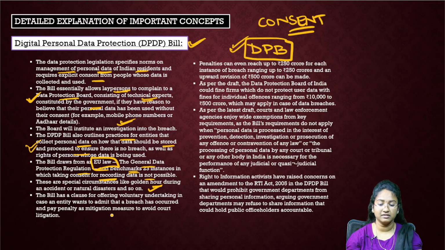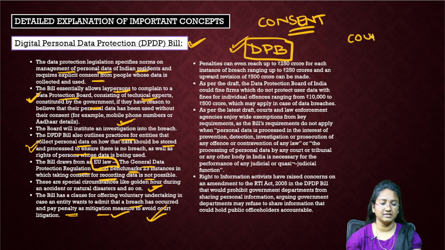So the bill also has a clause for offering a voluntary undertaking, in case an entity wants to admit that a breach has occurred and pay a penalty as a mitigation measure to avoid court litigation, right? So if a person's personal data is collected and there is a breach of that personal data, he can approach the court, and if he feels that he does not want court litigation, then he can ask for payment of a penalty for this particular breach. So this provision is also provided.